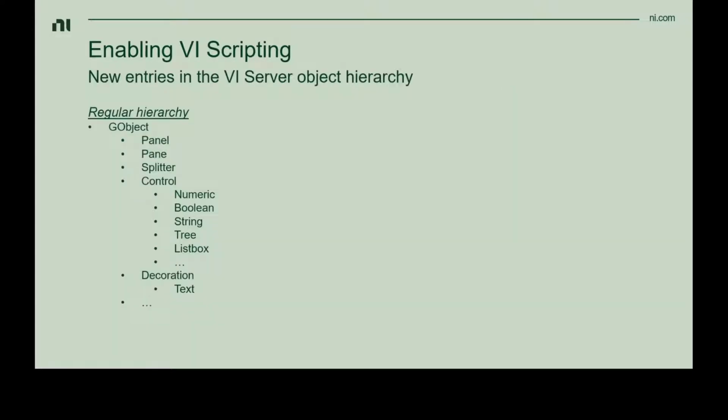So when you are working with the object hierarchy in VI Server, let's say you drop down a control reference on the front panel, and then you right-click on it to change its class. You'll see a class hierarchy like what you see on the slide here. There's the parent class of GObject. Underneath that are things like panel and splitter and control. Under control, there's numeric and Boolean and string, etc. That's a class hierarchy that you've probably seen at some point if you've ever worked with VI Server.